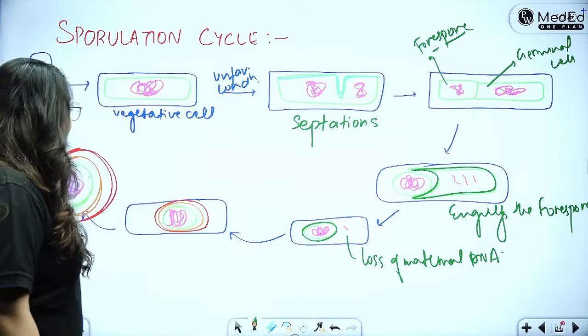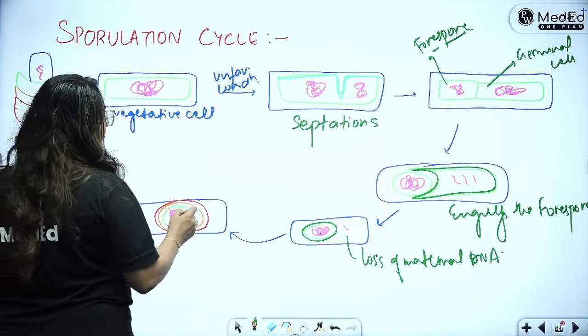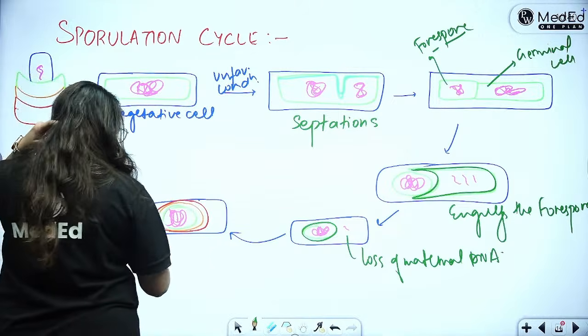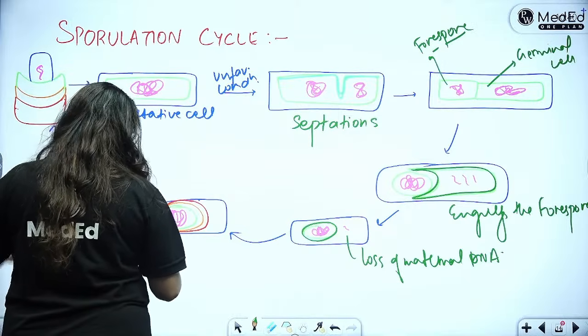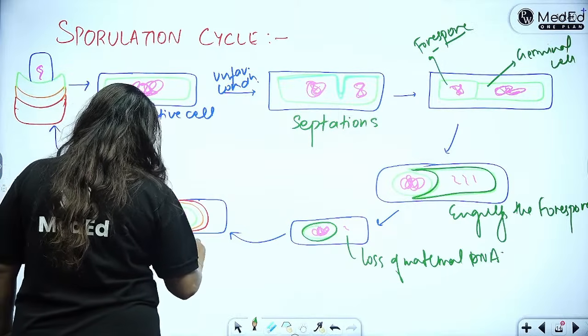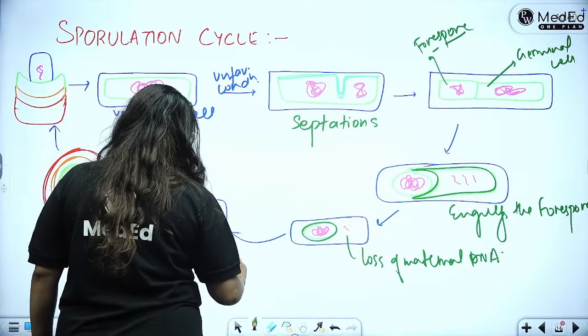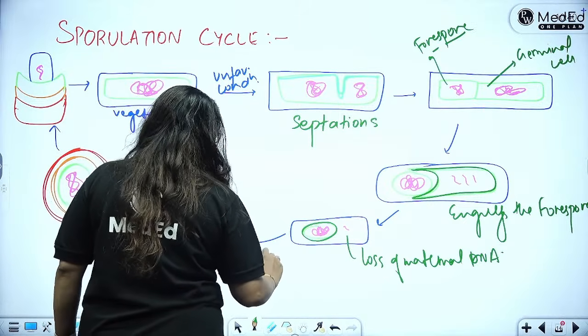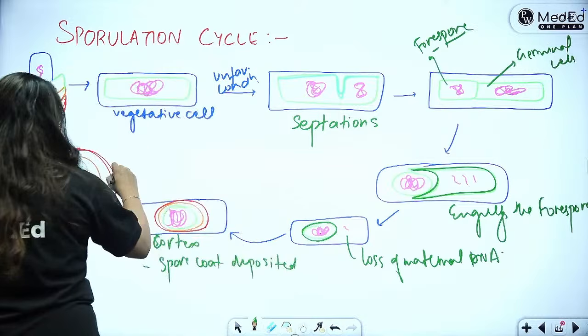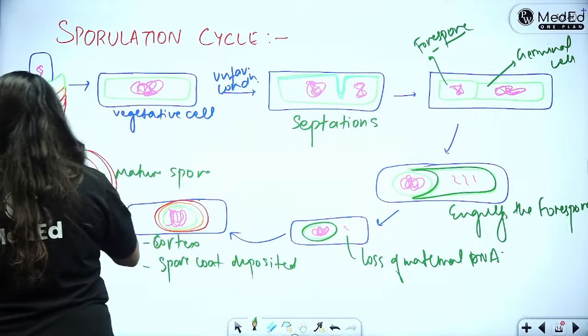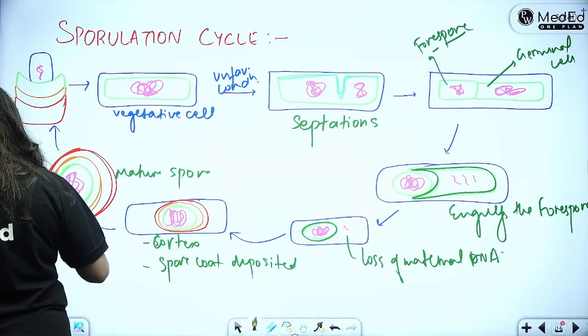Finally you have the deposition of the other layers of the spore. You can see over here the chromosome, the green cell wall, then the orange and red layers that have been added. What are these orange and red layers? They are the cortex and the spore coat, which get deposited. Finally you have this totally mature spore which is released out of the bacterial cell.